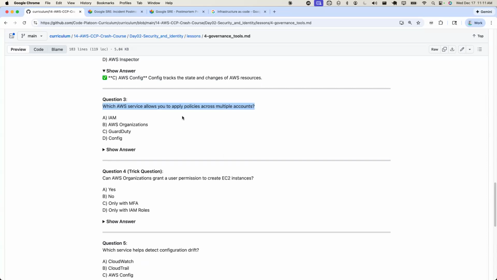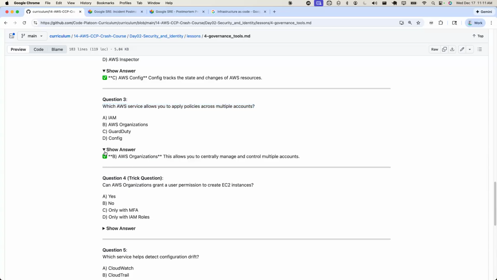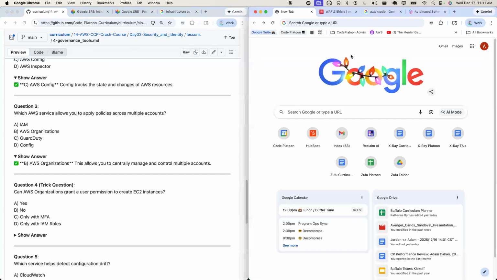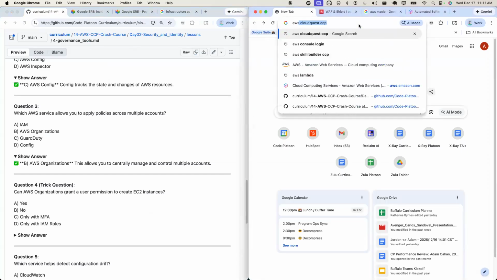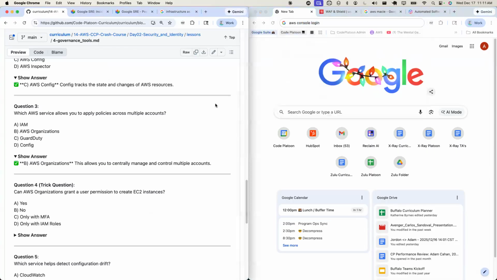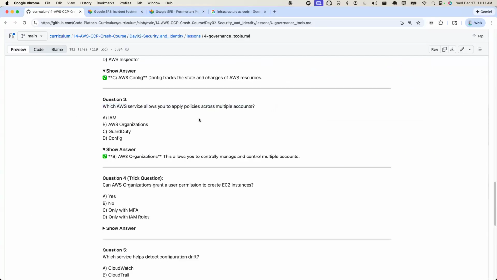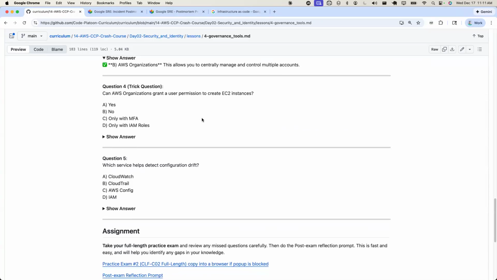Either, I'll go B. Yep, Organizations. And this one I actually might be able to demo. I'll demo Organizations at the end. I think we have some set up. And Alex, thank you, sir. And Rick, can AWS Organizations grant a user permission to create EC2 instances?